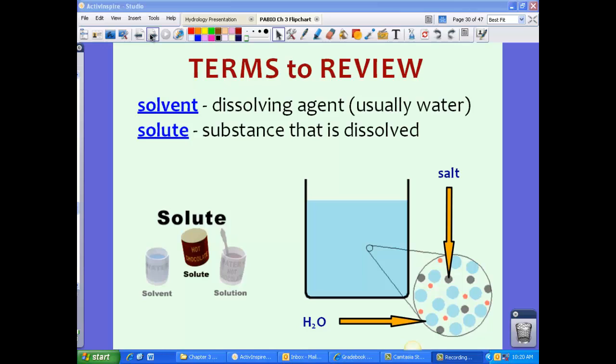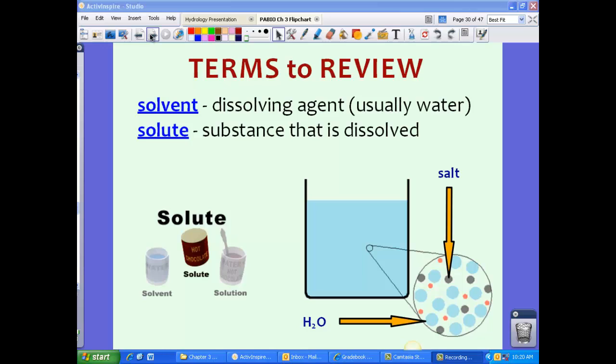So the two terms that we really need to understand as we move forward talking about osmosis are solvent and solute. Now, a solvent is the dissolving agent, and this is usually water. It can also be lipids as well. We've been discussing how some things are fat soluble versus water soluble. So if the dissolving agent happens to be lipids, then it would be a fat, but in most cases it is water. The other term is a solute. Now, a solute is the substance that is being dissolved.